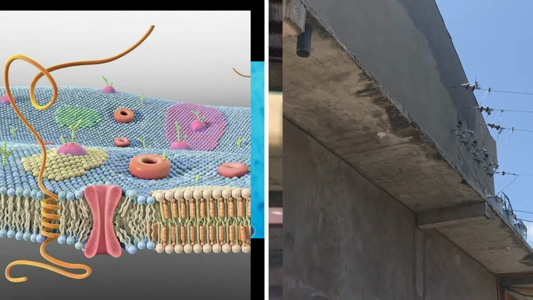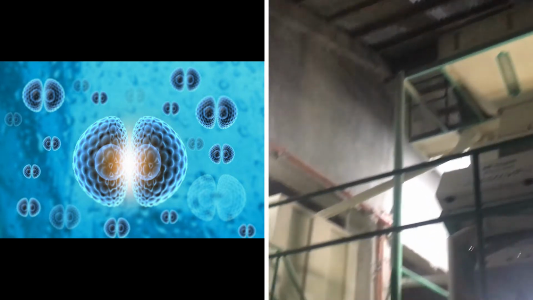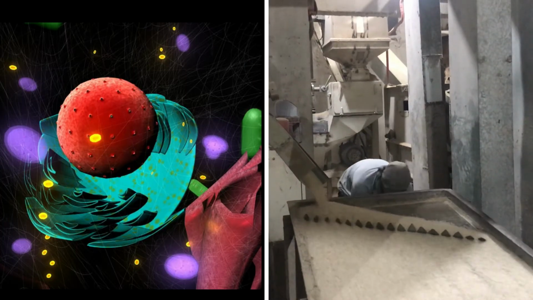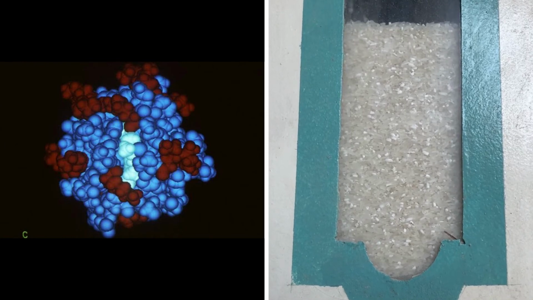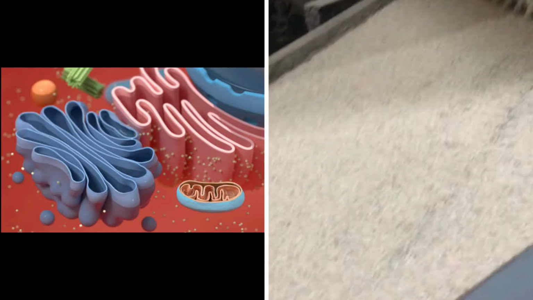What you just saw are the different facets involved in the milling process and how the rice mill is analogous to a cell. It helps us gain a better understanding of each individual function of the organelles by comparing them to the parts of the rice mill.